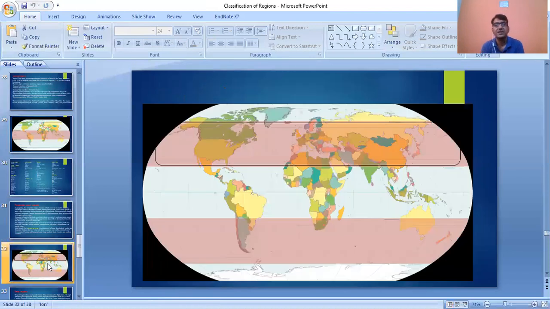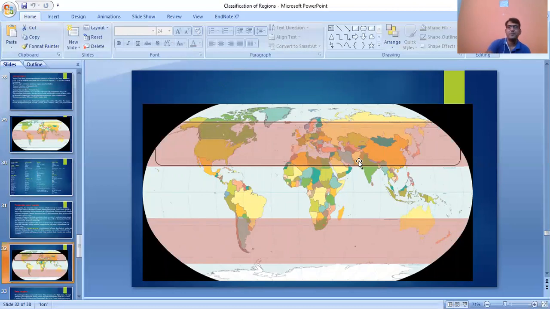So I'll show you, this is the zone of temperate or the mid latitude. Look at how many countries we have. Canada, North America, some part of South America. Then this is Europe, almost the whole of Europe. Then we have some part of Asia. Russia is here. Then China is here. Afghanistan is here. We have Iran and Pakistan.